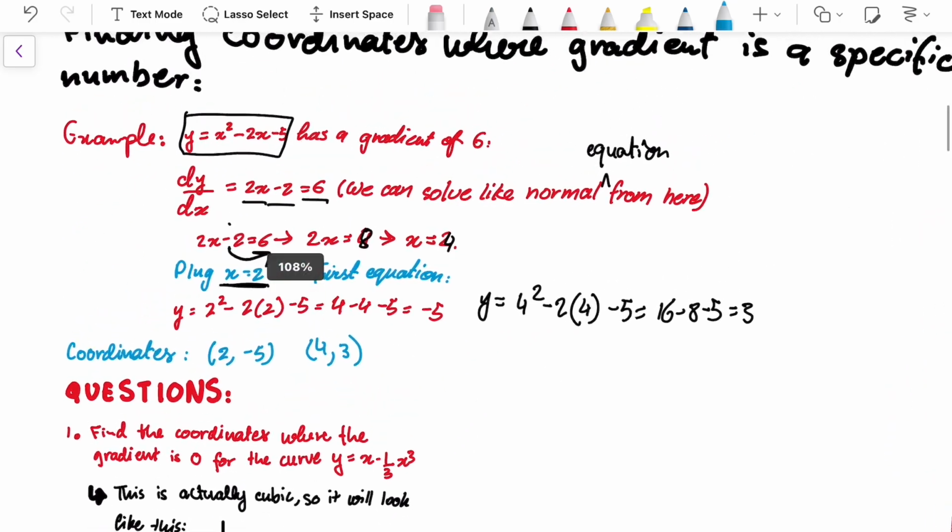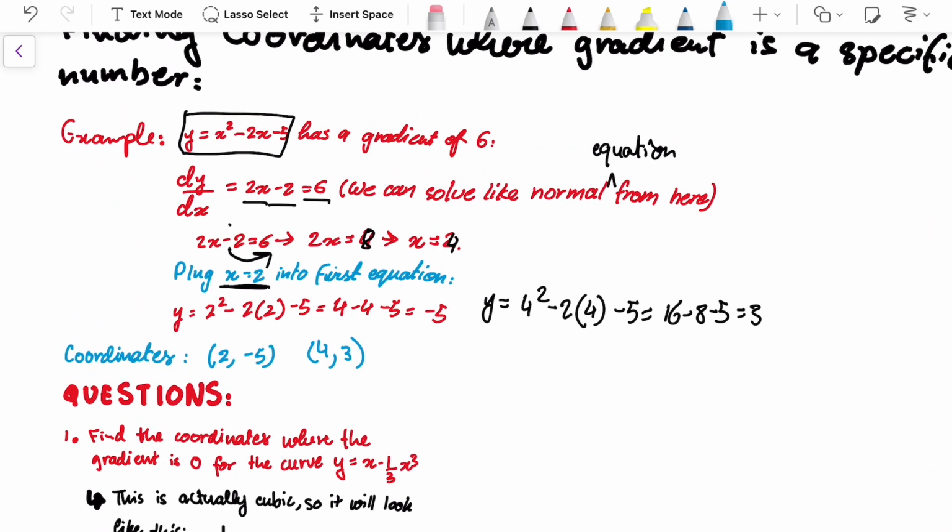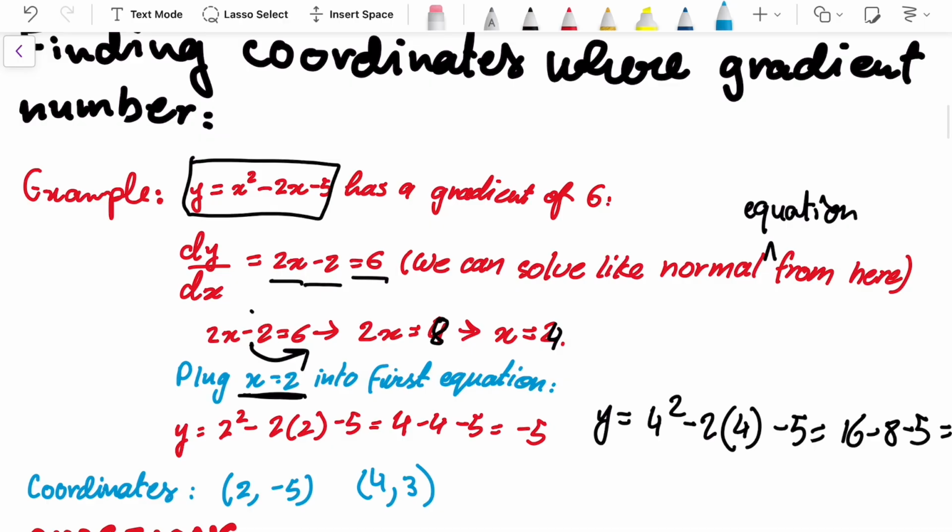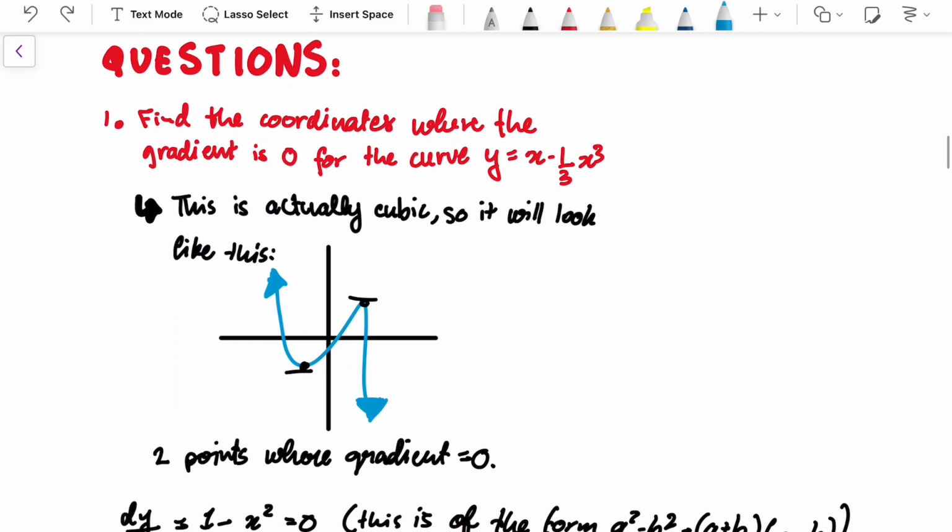But yeah, this is how you can find the coordinates for a point. Like, we want to find the point where the gradient is equal to 6, and this is how we can do it. All right, so moving on to some more questions.